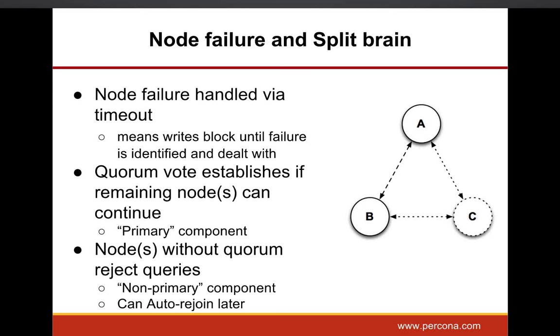Now, if hypothetically C wasn't actually down, let's say that the network was disconnected, or the connectivity between A and B and node C was broken, then that node would still be up, and it would also do a quorum vote. The quorum, however, in that case would fail since 1 out of 3 is less than 50%, and that node, or if there was a series of nodes in that component without quorum, would move into a non-primary state and would simply refuse to read or write any data.